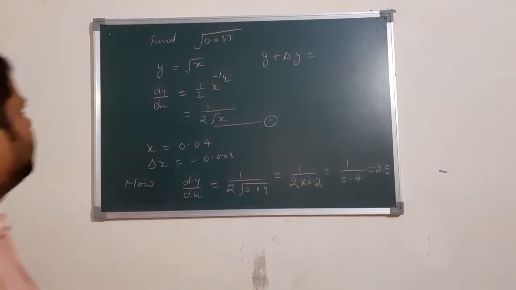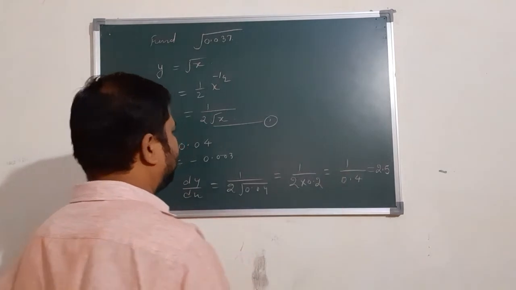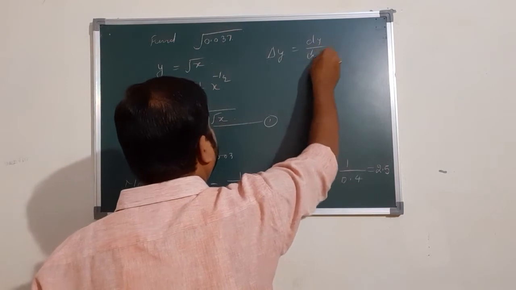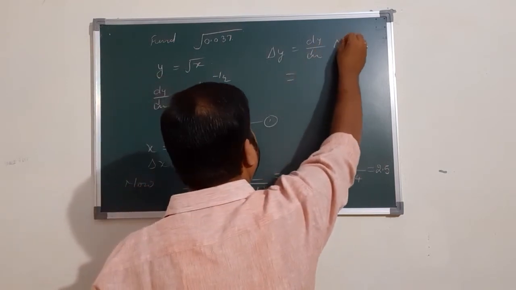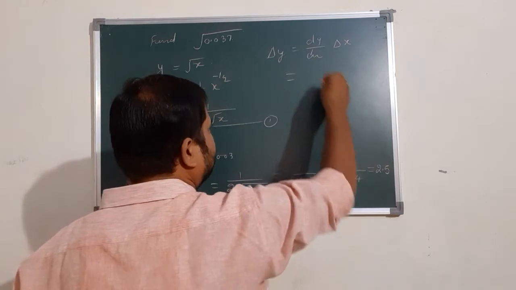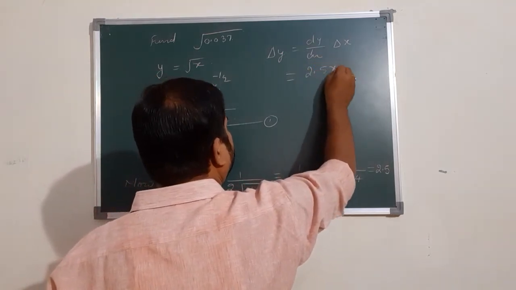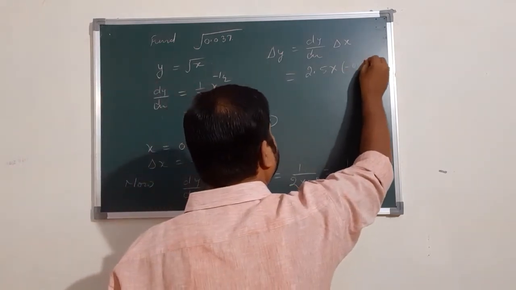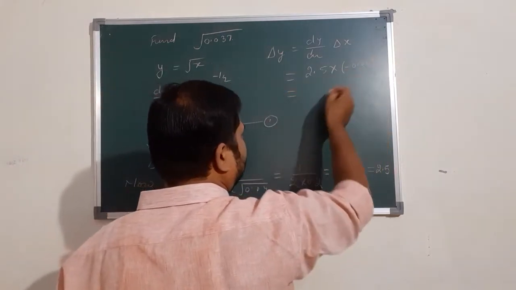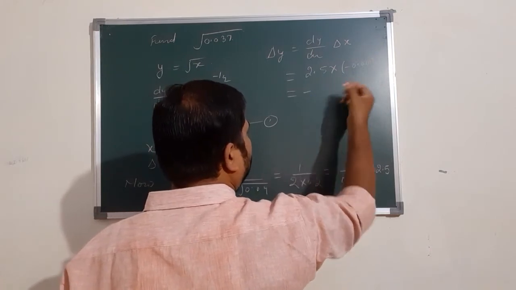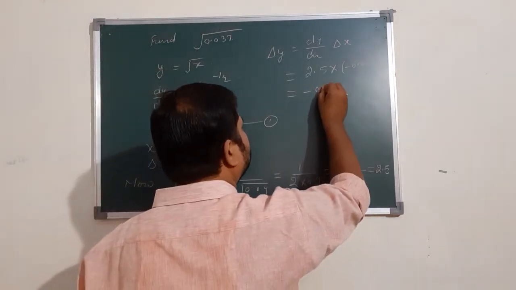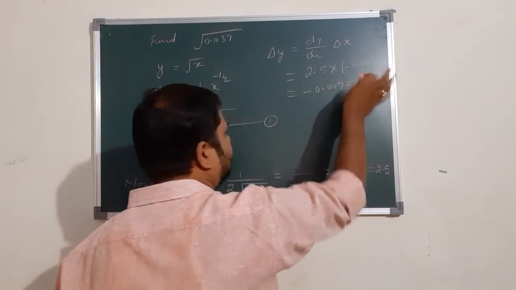First we find delta y, and delta y is dy by dx into delta x. So dy by dx is 2.5 into delta x. Delta x is minus 0.003, and if we multiply it, this is minus 0.0075.